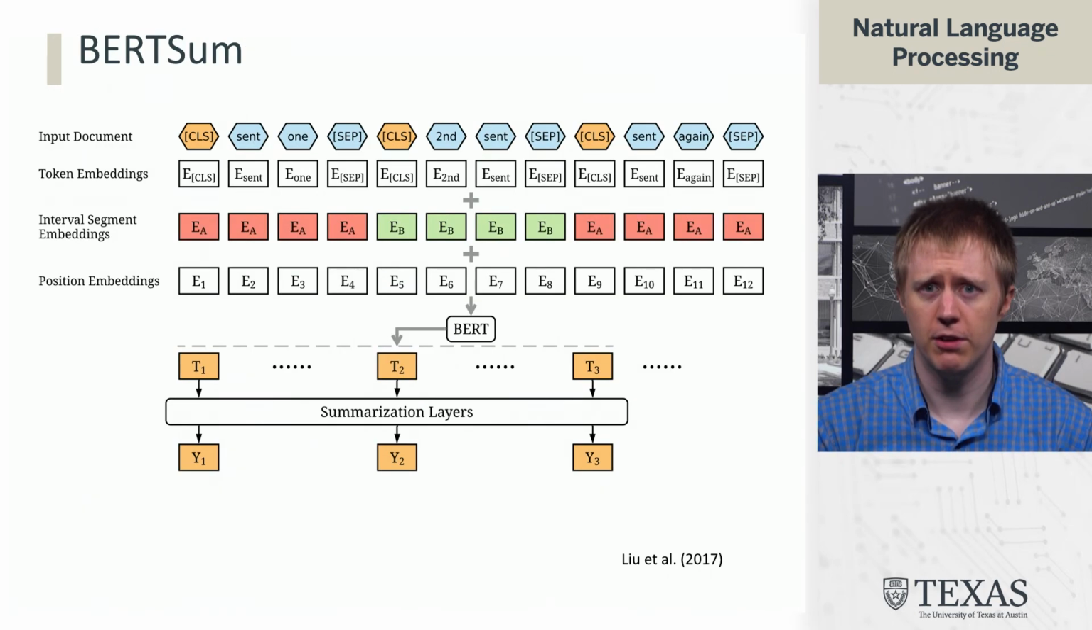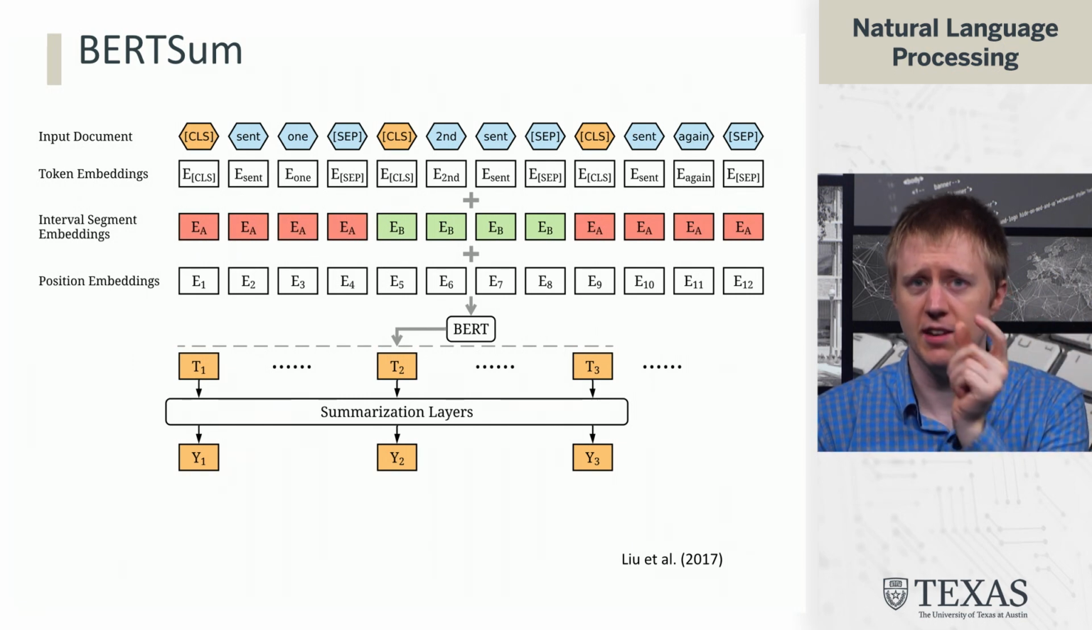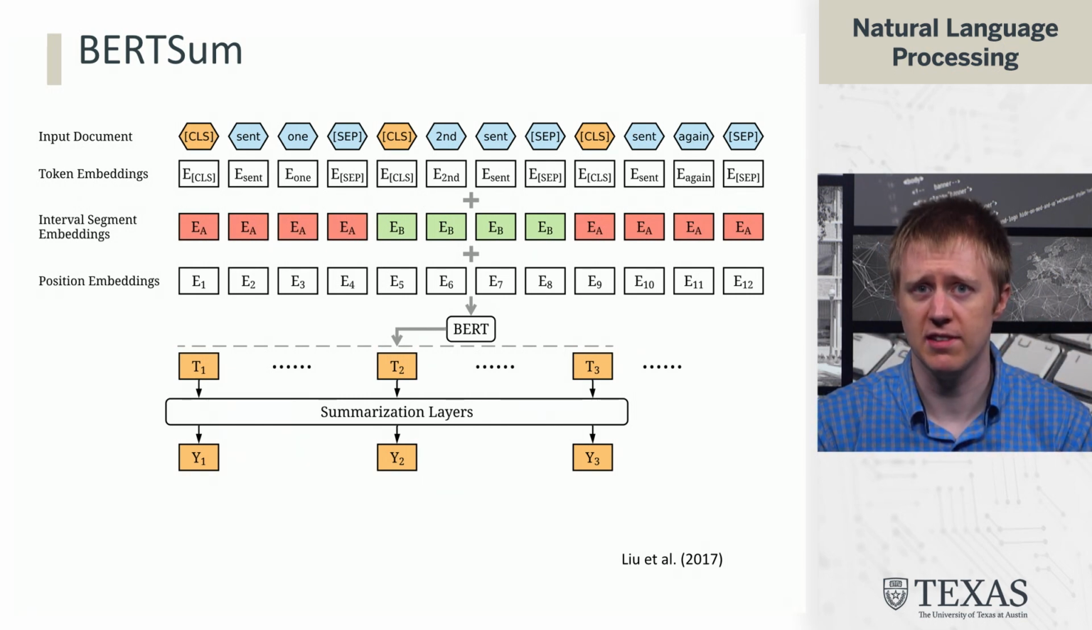Instead, I'm going to talk about a recent one due to Yang Liu et al. from 2019, not 2017 like it says, which is based on BERT. What he did in this work was take the document and feed it into BERT and use that to produce a representation for each sentence. This is done by having a CLS token appear at the beginning of each sentence and grabbing those representations as the aggregated representation for that sentence.